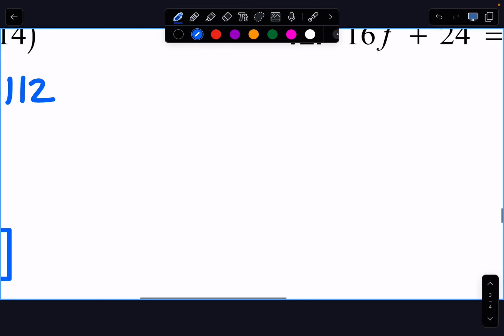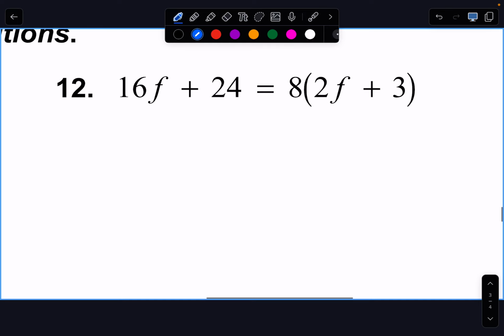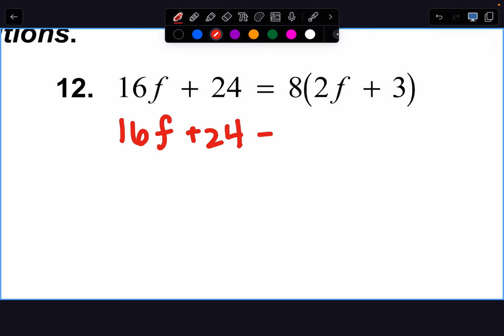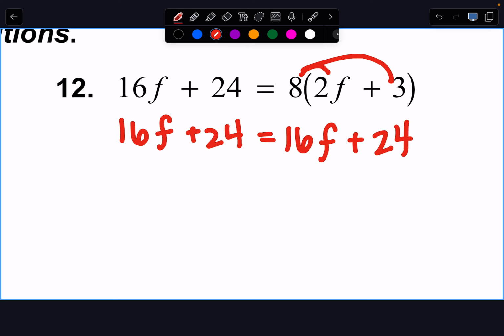All right, let's see what happens in number 12. Okay. It appears that in number 12, I don't have to do anything on the left side. But on the right side, we need to distribute. Interesting. It's totally the same thing, isn't it?